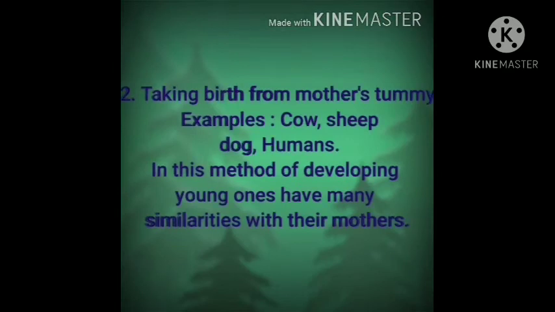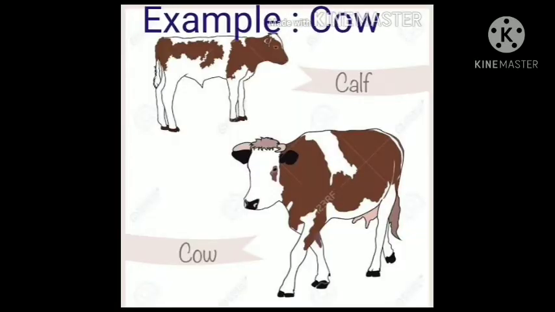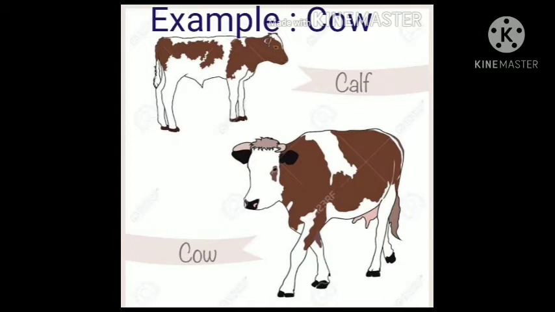Second method of developing young ones is taking birth from the mother's tummy. Let's take example of human. A mother gives birth to the baby following this method. A small baby shows similar features as mother. Same way, cow is also an example.